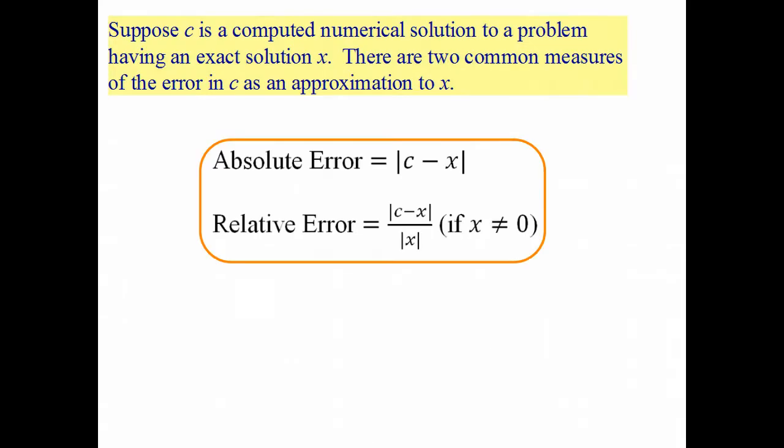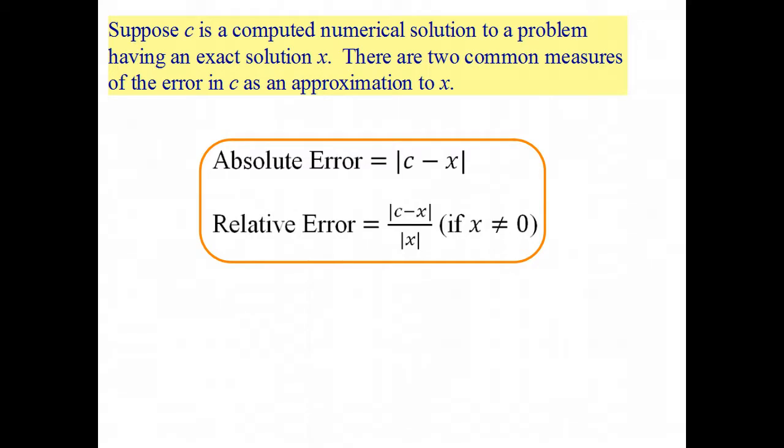So let's start off with this. If we're going to use approximations, we have to bring in this idea of error. Suppose C is a computed numerical solution to a problem that has an exact solution of x. Whether we know x or whether we don't know x doesn't matter.